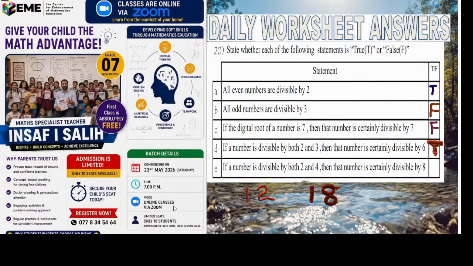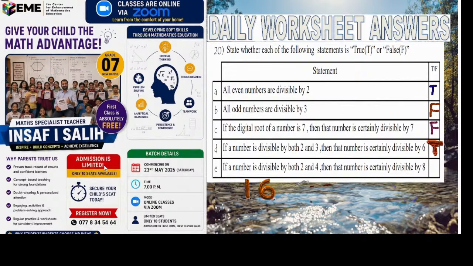Let's look at statement E now. We have been told if a number is divisible by both 2 and 4, then that number is certainly divisible by 8. Alright, think of a number which is divisible by both 2 and 4. How about 16? 16 is divisible by both 2 and 4. And is 16 divisible by 8? Yes, it is.